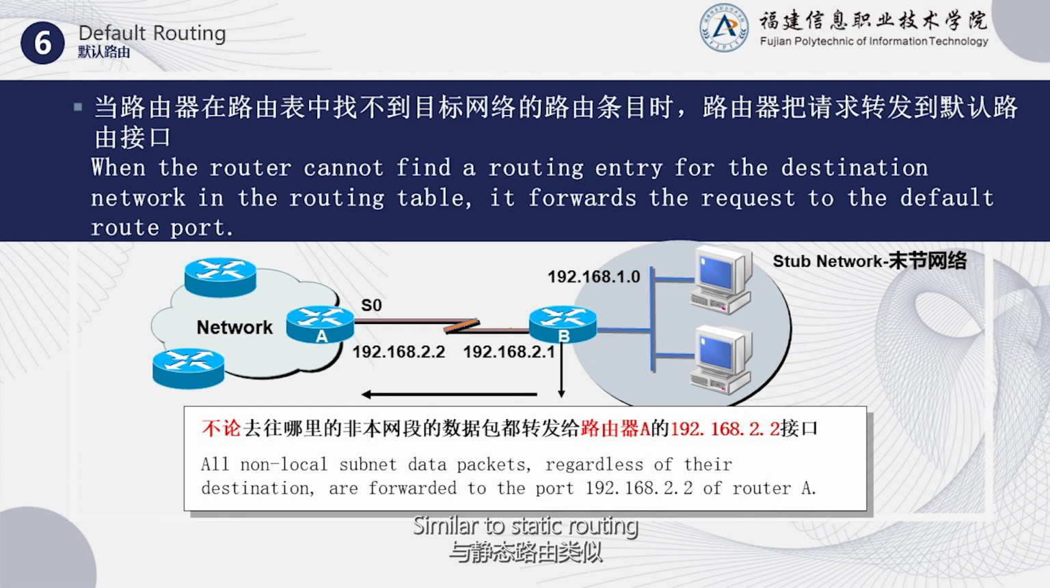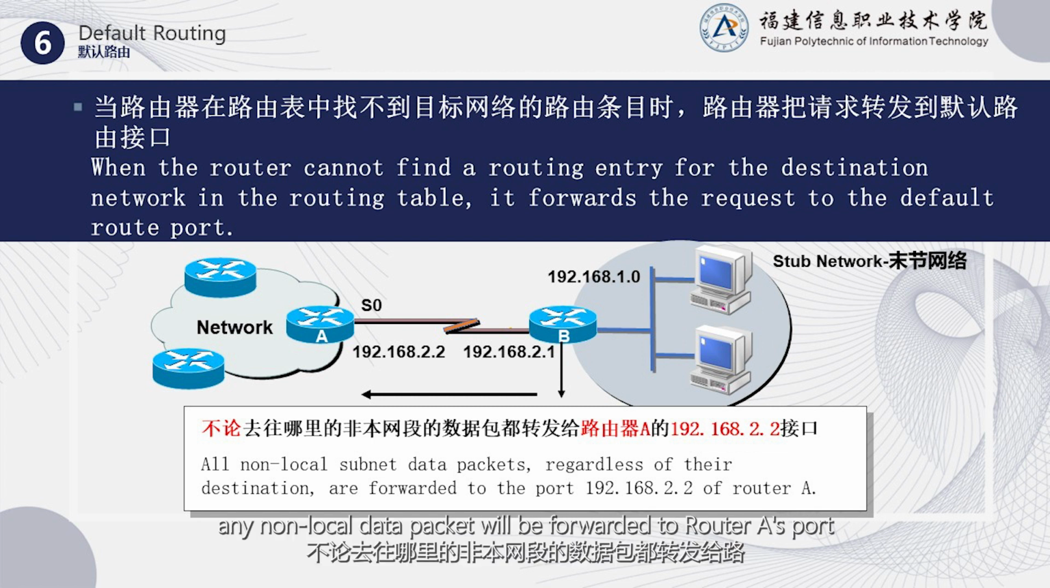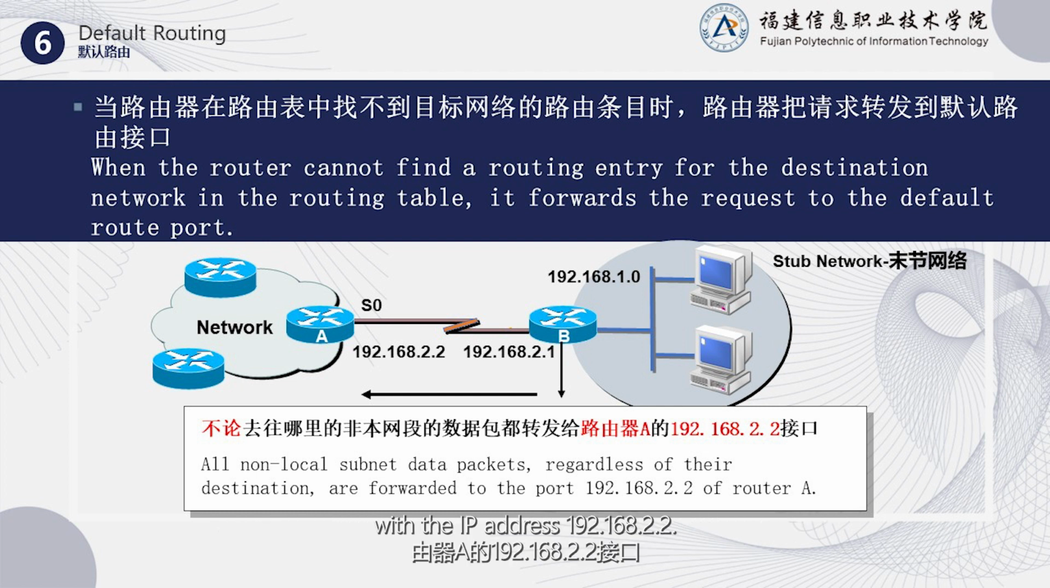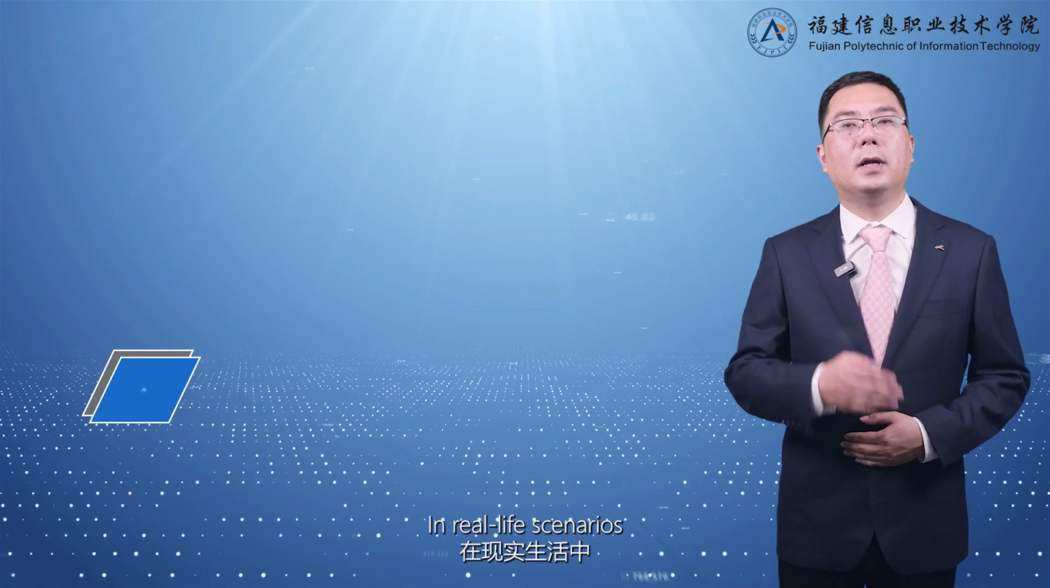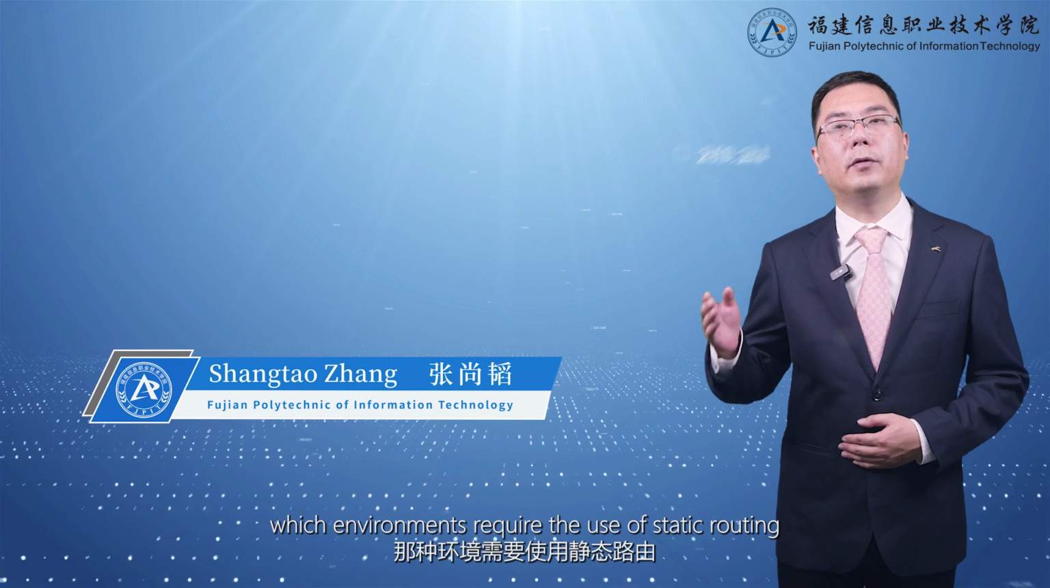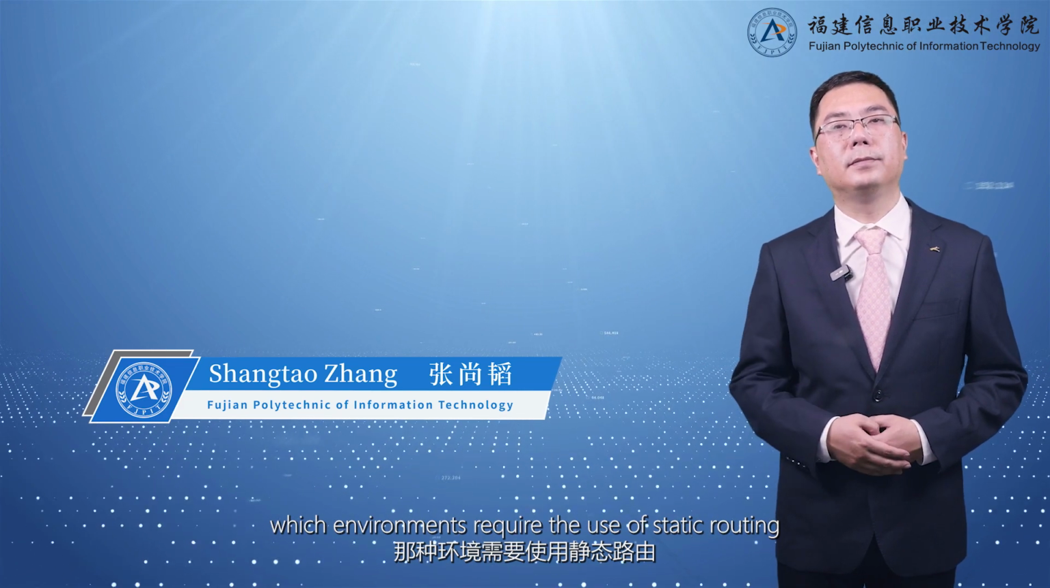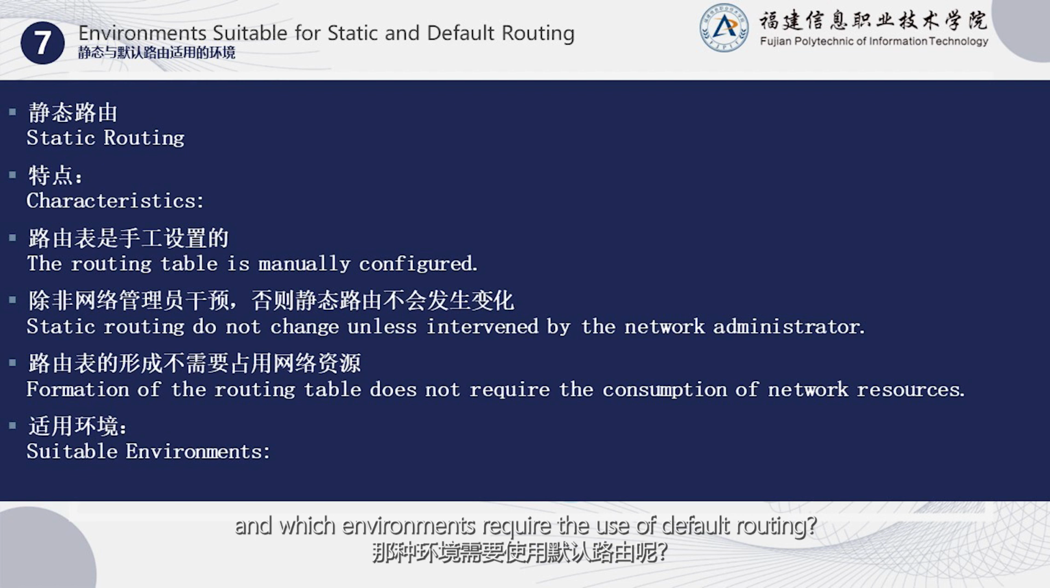192.168.2.1. Similar to static routing, there is another type of route called a default routing. When a router cannot find a routing entry for the destination network in its routing table, it forwards the request to the default routing port. In the depicted topology structure, for router B, any non-local data packet will be forwarded to router A's port with the IP address 192.168.2.2.